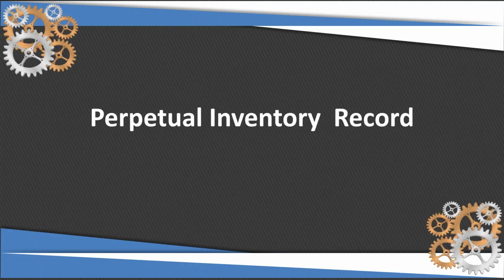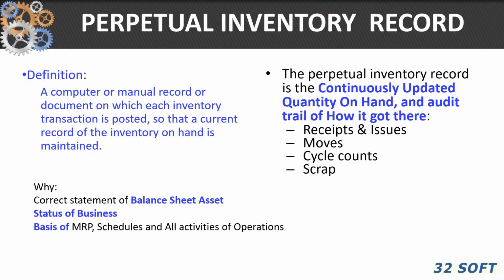First of all, I'd like to talk a little bit about what is called the perpetual record. The perpetual record is defined as a computer or a manual record or document on which each inventory transaction is posted so that the current record of the quantity on hand is updated. Or, as it says, perpetual record is the continuously updated quantity on hand and the audit trail of how it got there: receipts, misuse, cycle count, scrap, etc.